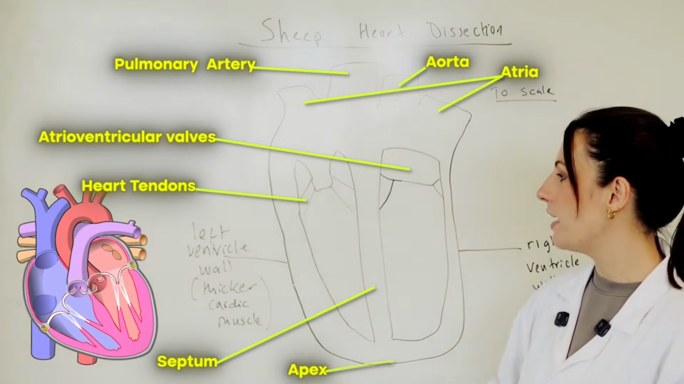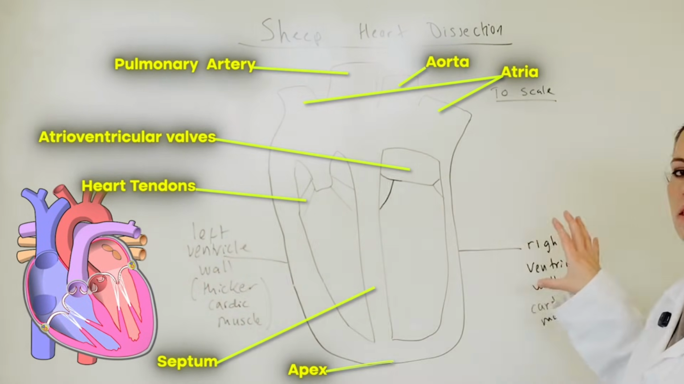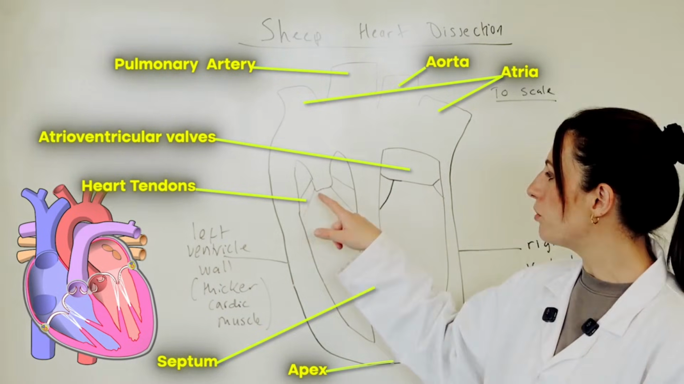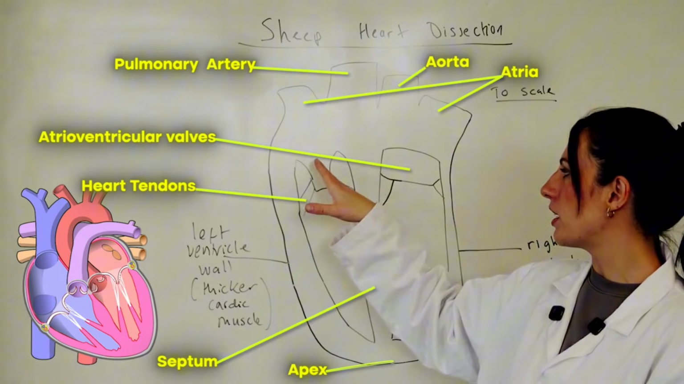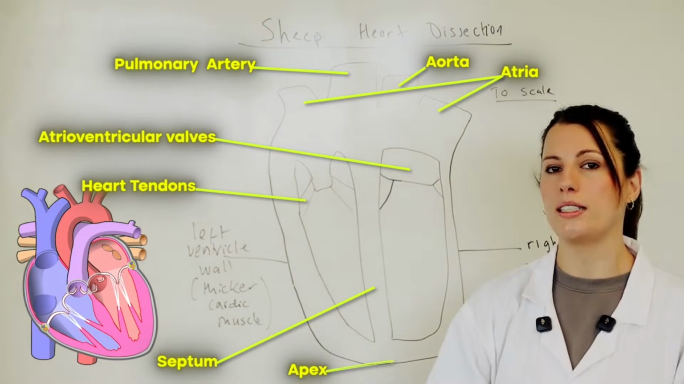And then when it comes to annotations, this is where they could start to explain why you have the thicker cardiac muscle in the left ventricle compared to the right ventricle. We could label the role of the tendons, the atrioventricular valves, and how the septum is separating the oxygenated from the deoxygenated blood as well.